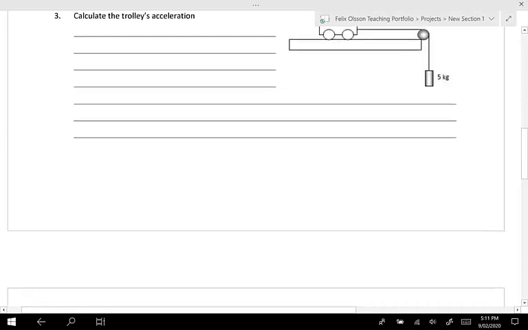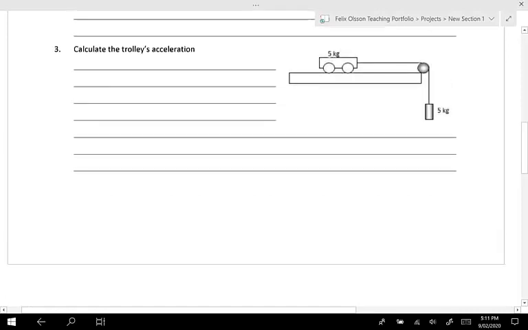Question 3, calculate the trolley's acceleration. Well, this is an example of an F equals ma question. The tricky bit is working out what F and A are. F, the accelerating force in the system, is provided by the weight of that mass. The total mass that's being accelerated, however, is not just the trolley, it's both the dangling mass and the trolley. So that's the little conundrum you have to solve in question 3.